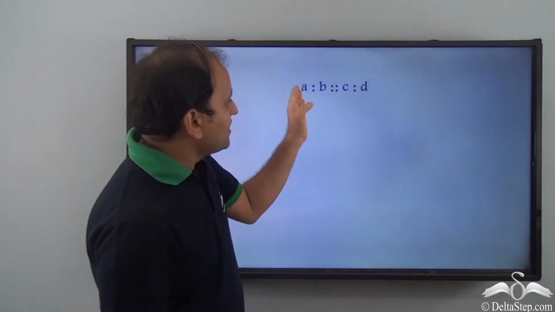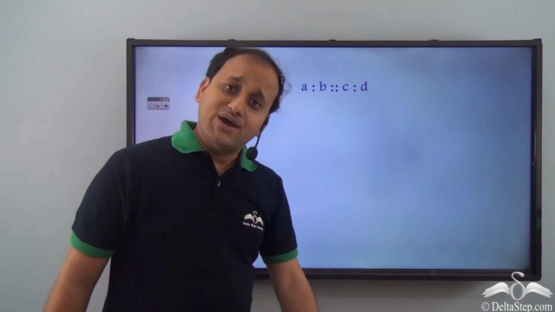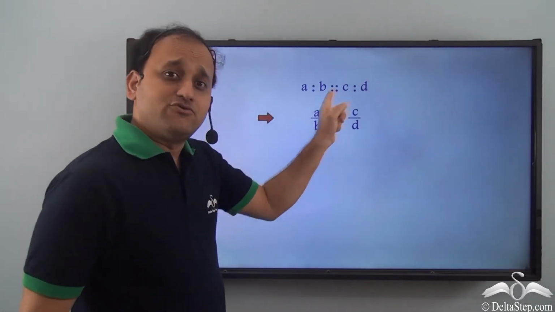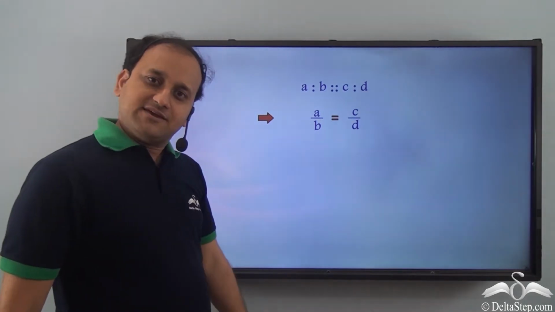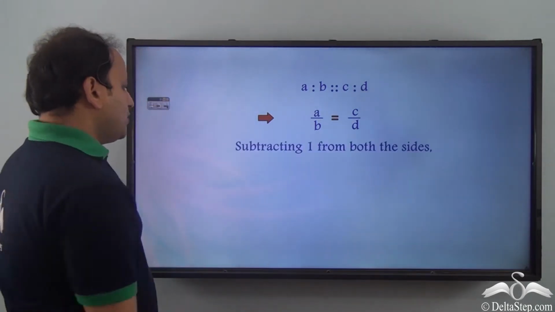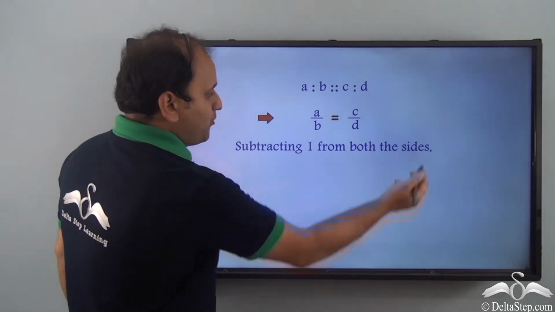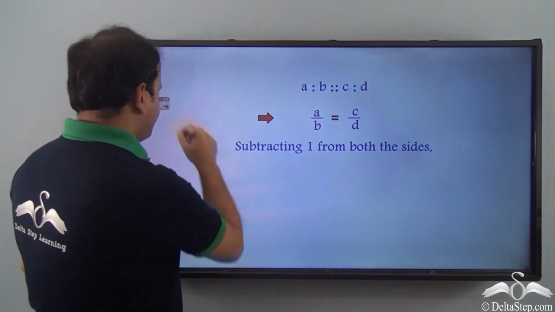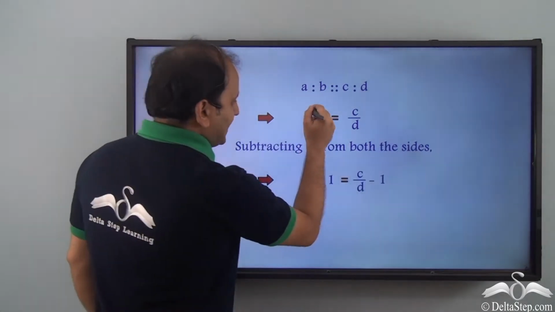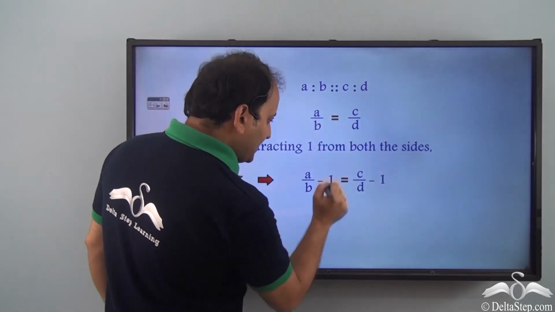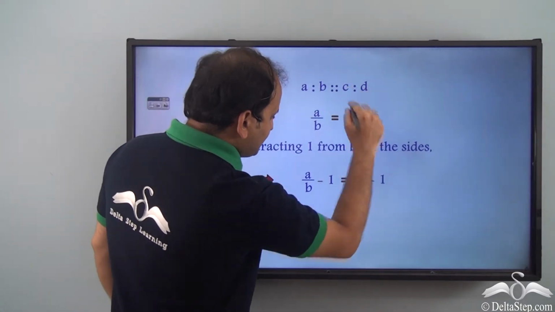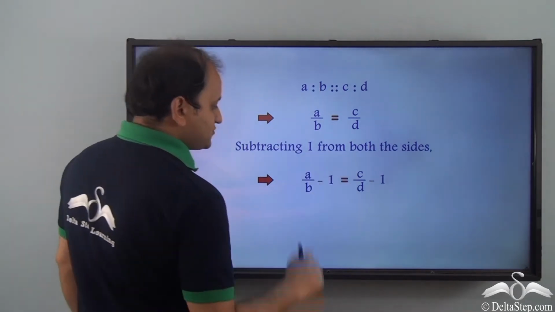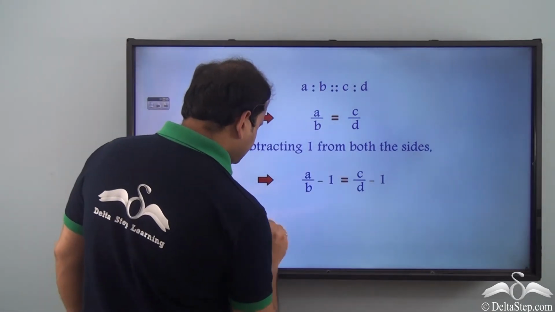So we have A is to B is proportional to C is to D, which can be written as A by B is equal to C by D. Now what if we subtract 1 from both the sides? So we subtract 1 from LHS and RHS. So what do we get? LHS A by B minus 1 is equal to RHS C by D minus 1. Now if we solve this, what do we get?